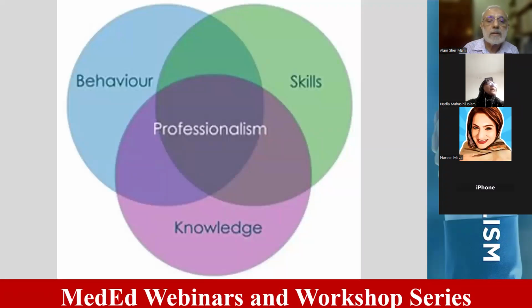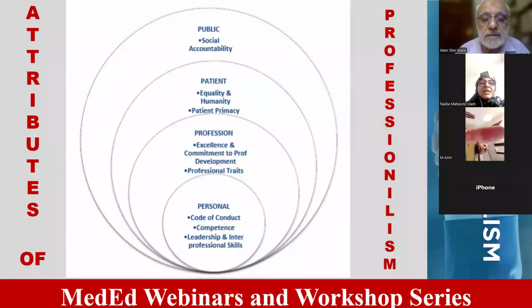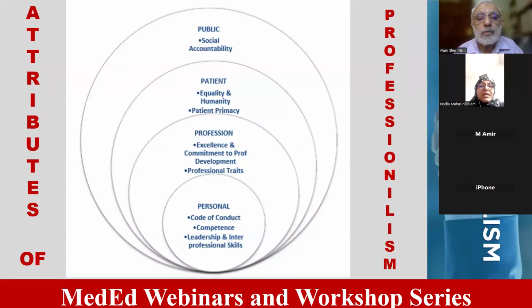If we look at it as an overview, there are three major components of professionalism, which are behavior, skills, and knowledge. If we elaborate a bit more on the attributes of professionalism, it can be at the personal level, at the professional level, at the patient level, and at the community level. At personal level, it includes code of conduct, competence, leadership, and interprofessional skills. At professional level, excellence and commitment to professional development. This is very, very important, the lifelong learning. Professional traits. At the patient level, equity and humanity, patient primacy, and at community level, social accountability.